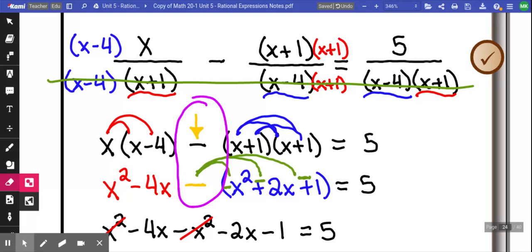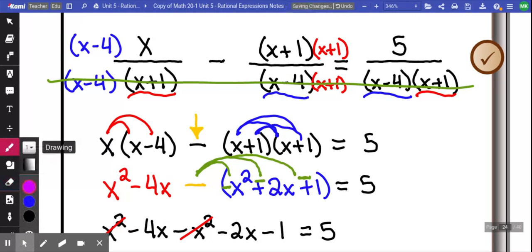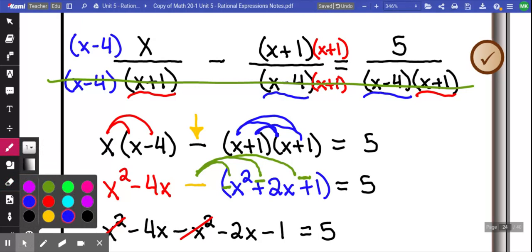So that's what I'm trying to show you here with that green arrow coming into my blue part of my equation. I'm showing you that all of these symbols had to change. So this became a negative x squared. This became a negative 2x. This became a negative 1 because that negative affected everything to the right.